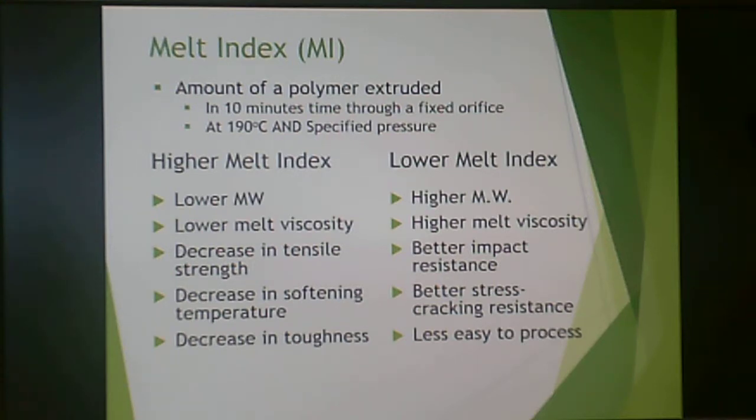So when you have a higher melt index, you have lower molecular weight, lower melt viscosity. It represents something with lower tensile strength, lower softening temperature, and lower toughness. A lower melt index means higher molecular weight, higher melt viscosity, better impact resistance, better stress cracking resistance, but it's not as easy to process. So there's a trade-off based on melt index. But this is the definition of melt index. You will likely be asked to tell me what that is, along with dissipation factor.